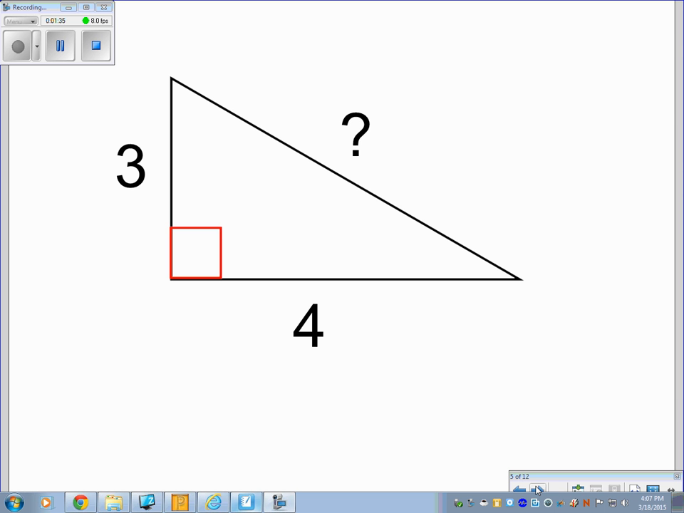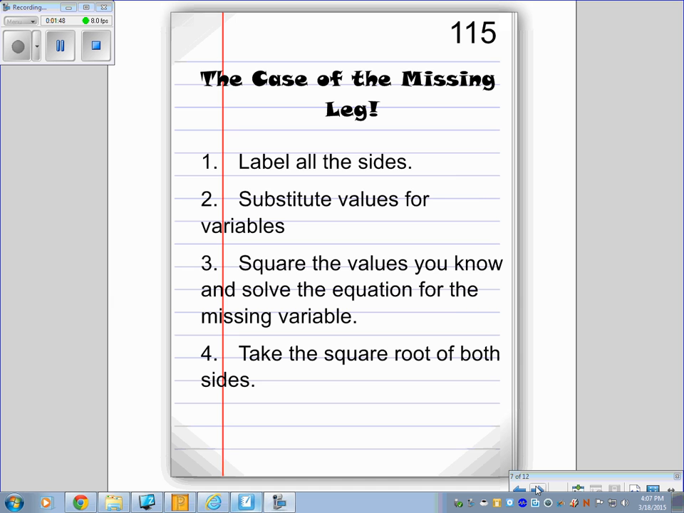The last one we're going to learn is the missing leg. Perhaps they tell us it's a right triangle. They tell us the hypotenuse and one of the legs, but they don't tell us the other one. So that gives us the case of the missing leg.